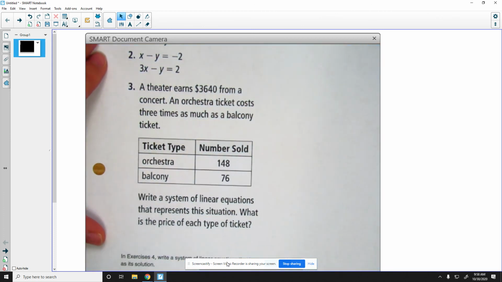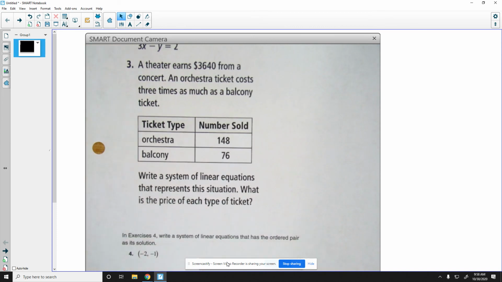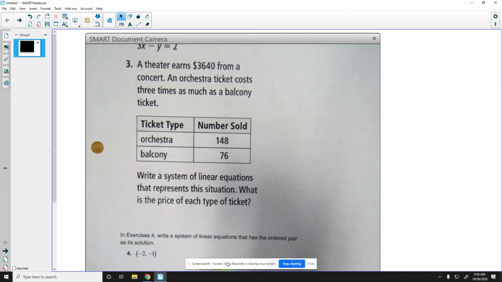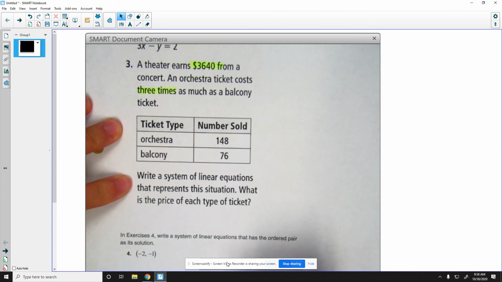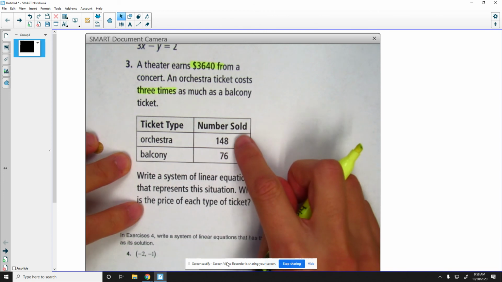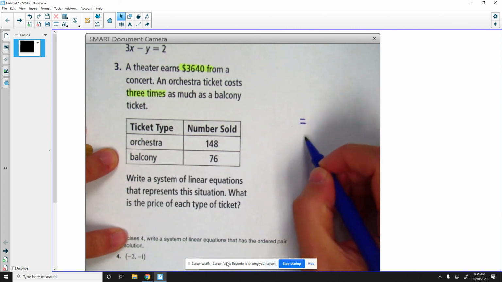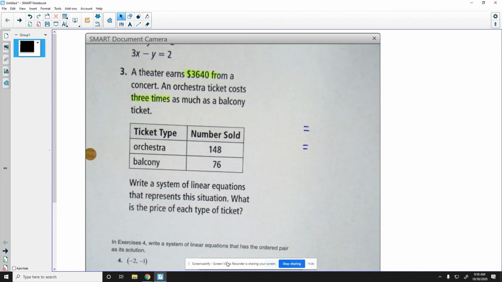Now let's do one where we have to do a word problem. Okay. A theater earns that many from a concert. An orchestra ticket costs 3 times as much as a balcony ticket. So it looks like I'm selling that many, I'm selling that many. So a system of equations means that I have 2 equations. So I have 2 equal signs. So think of the numbers that you're working with.